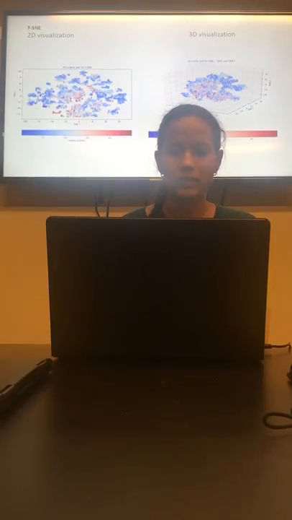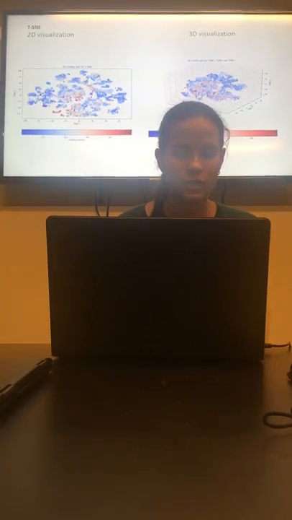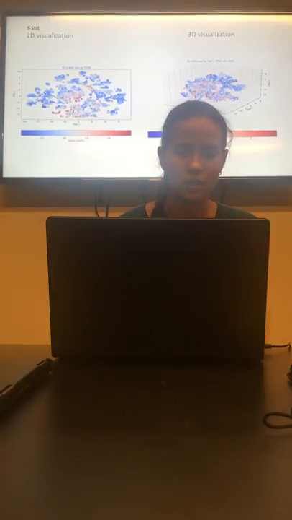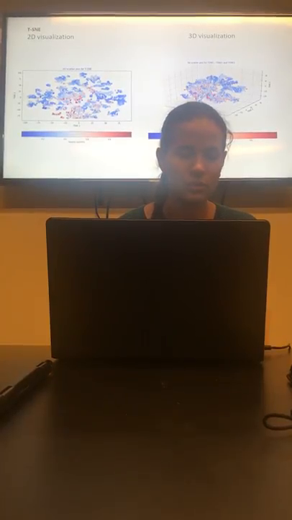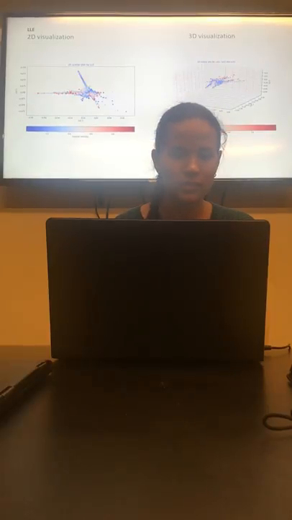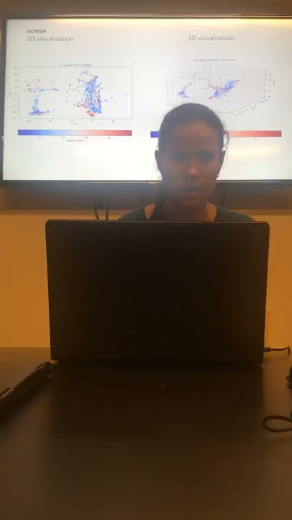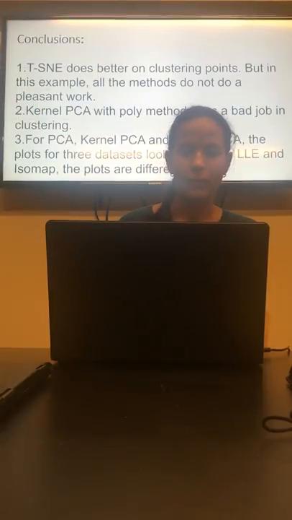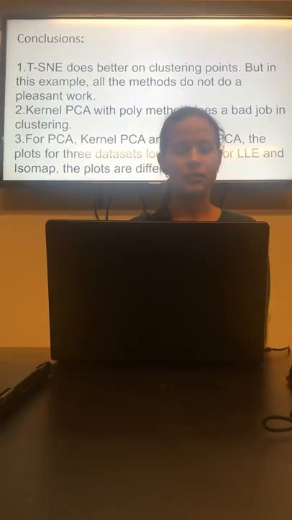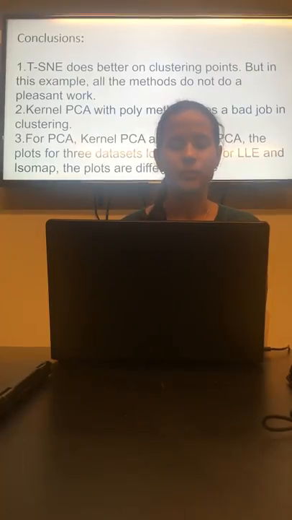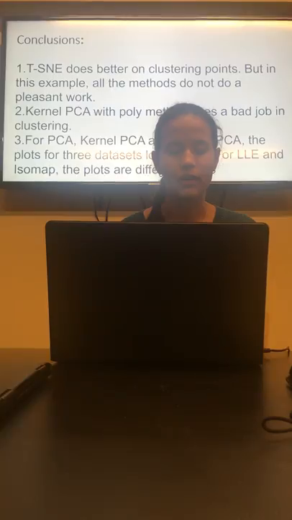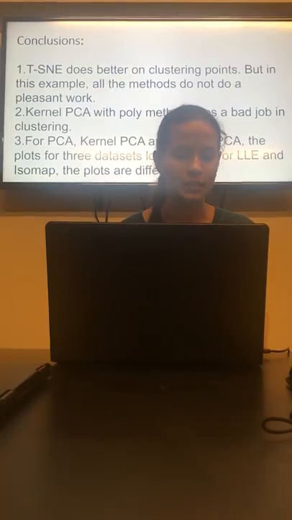About the t-SNE, we see that t-SNE does a good job with the clustering in the 2D and 3D visualization. This is the LLE part and the Isomap. Basically, we think that t-SNE is the one that does the better job with clustering, and that the kernel PCA with the method that we saw before does a bad job for clustering.